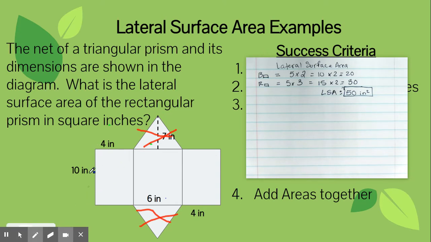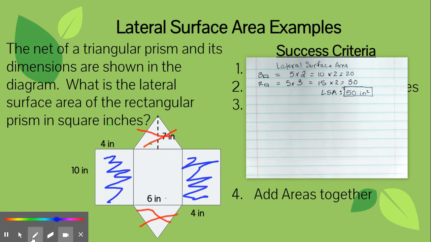I know that's 10 by 4, so I'm going to color that blue. And because this is 10, but that's 10 by 6, so it's not that one. And then this is also 10 by 4. So I have 2 that are blue, and then this one that's all by itself.